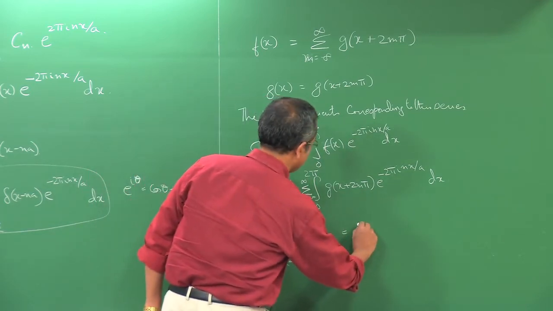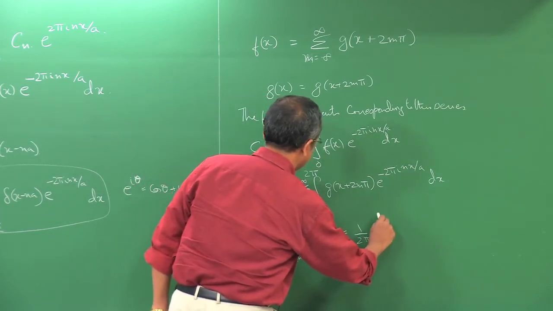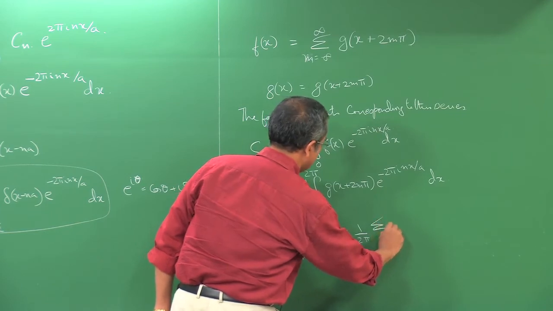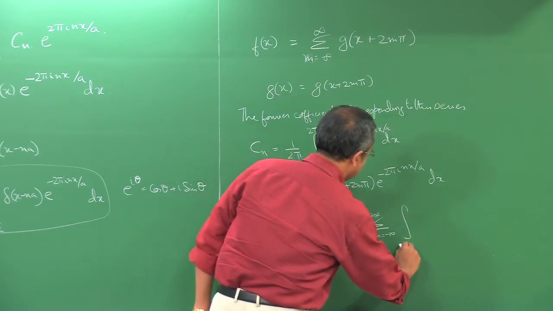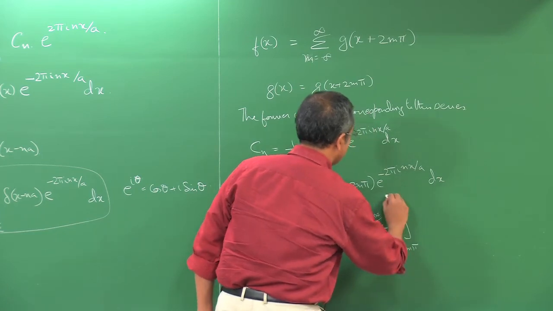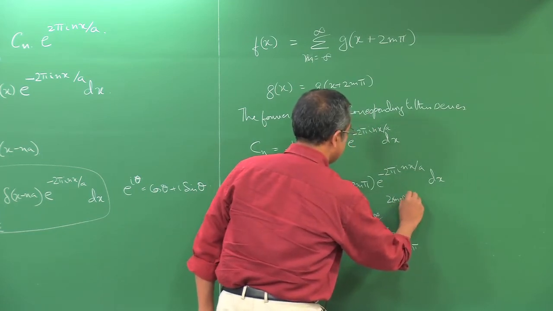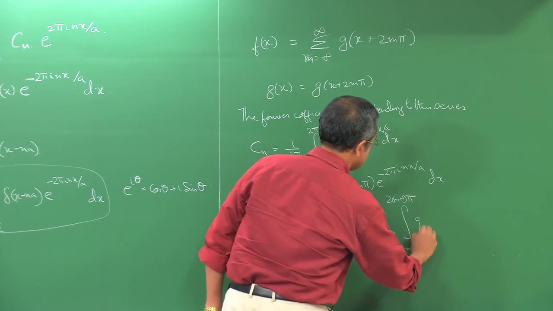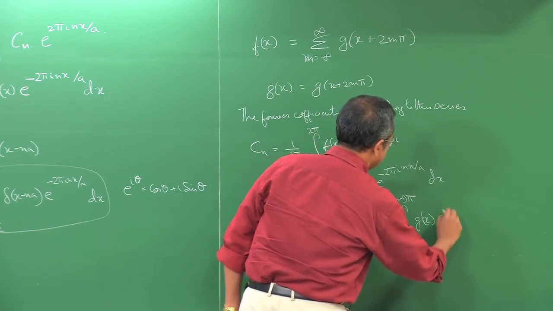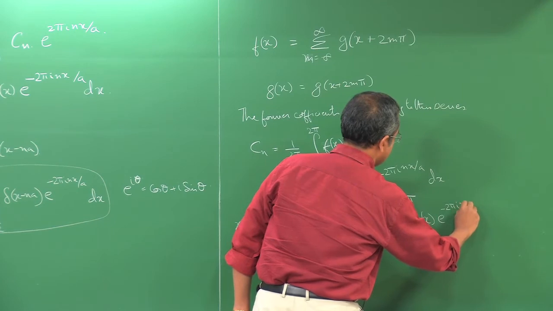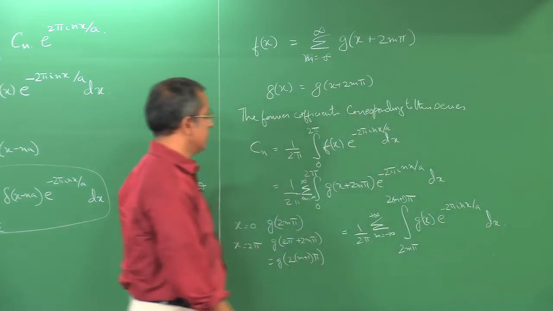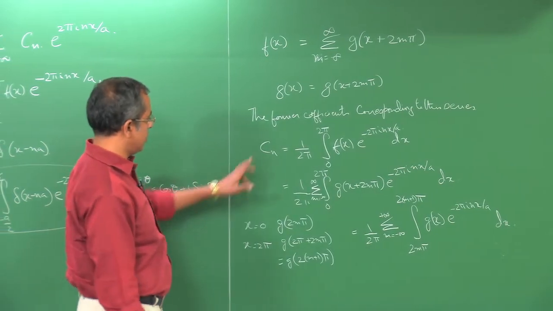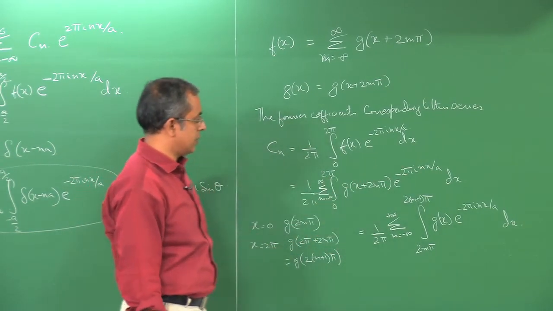So, this is 1 over 2 pi, we still have this sum over m from minus infinity to plus infinity, integral from 2 m pi to 2 m plus 1 pi of g of x e to the power minus 2 pi i n x by a dx. So, C of n is basically this. C of n is this function that you see here, right.